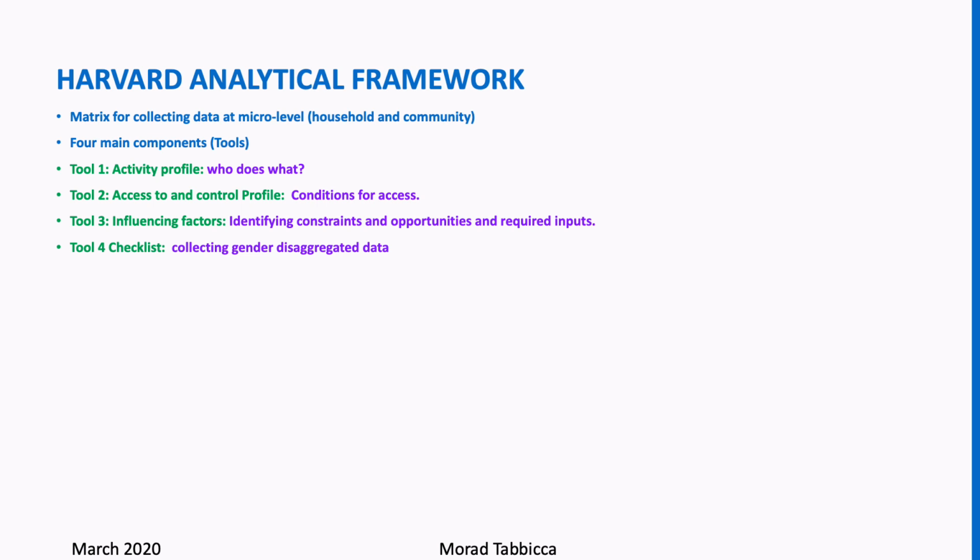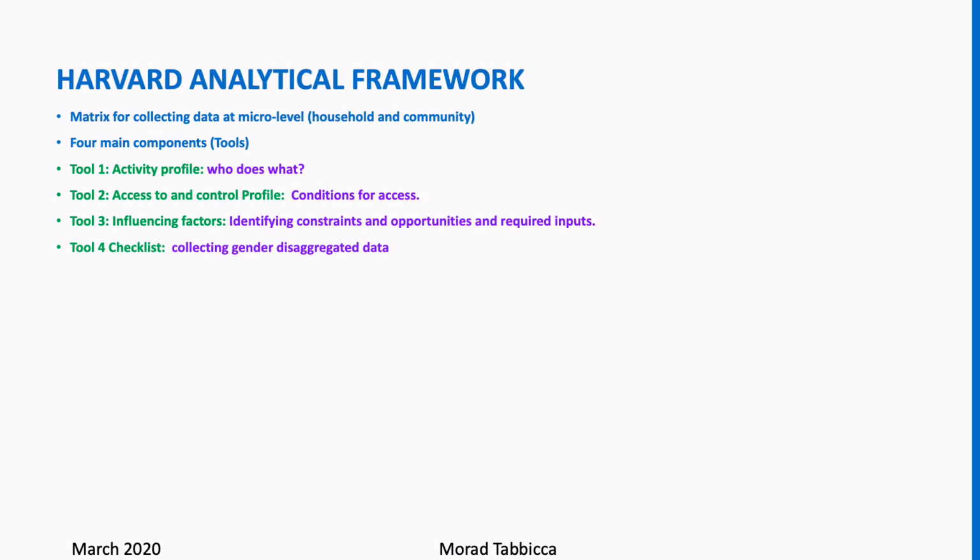So the Harvard Analytical Framework uses a number of matrix tables and a series of questions to collect information at the household and community level. Now, the Harvard framework is made up of four tools. The first tool has to do with the activity profile. Who does what in this given community? Then tool two, which is the access and control profile, looks at who has access to what resources and who has control over resources.